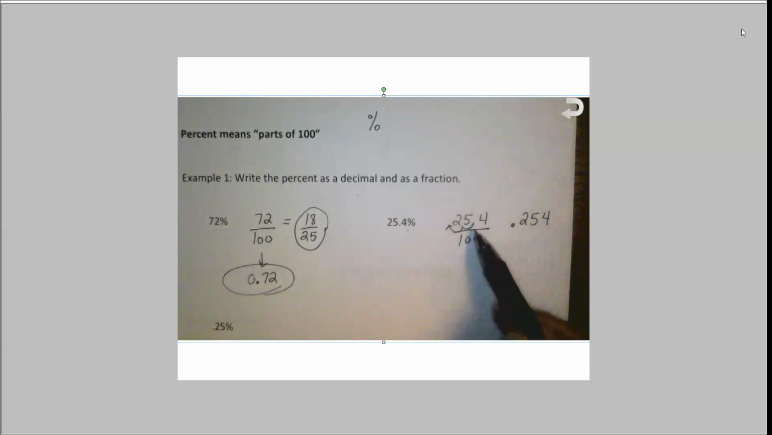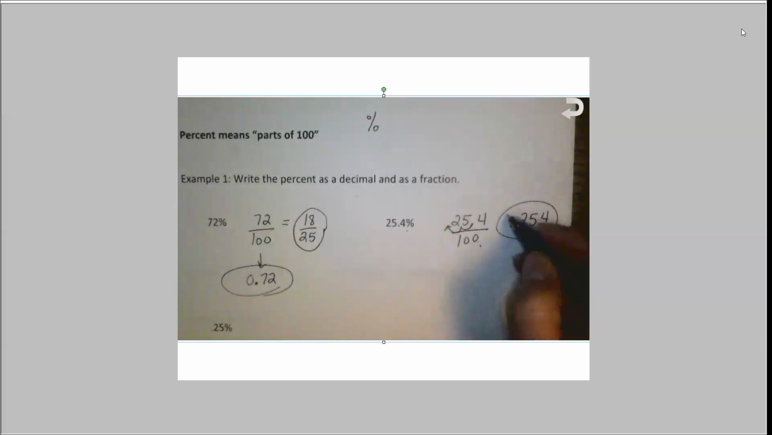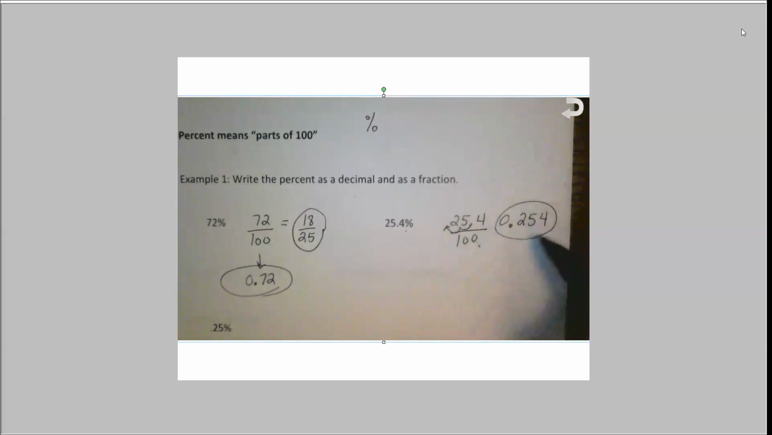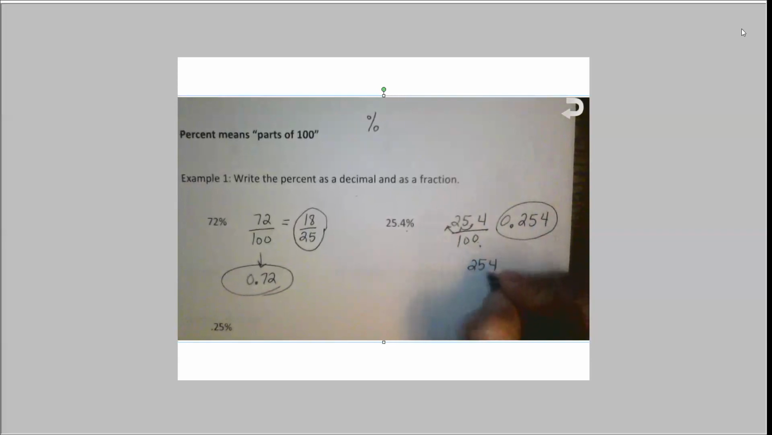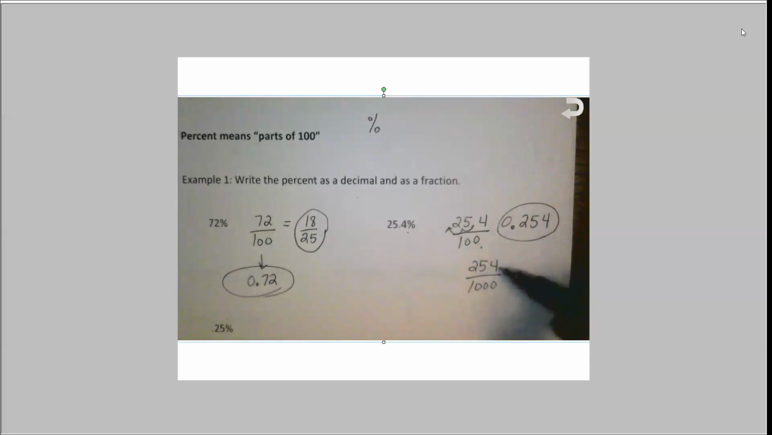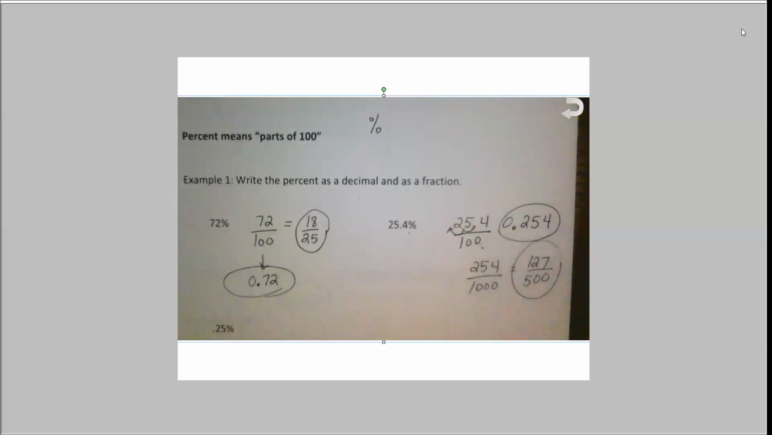When we divide by 100, we shift that decimal 2 spots to the left. So the decimal answer is going to be 254 thousandths. I can put a 0 there. That also is how I can convert this into a fraction. 254 thousandths is my fraction answer. And I'll want to simplify that as much as possible. I know both of these are even, so I can divide it by 2. I can cut each of those numbers in half, and I'll get 127 over 500. I think that's as far as that one can go.